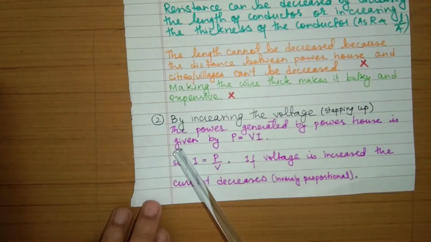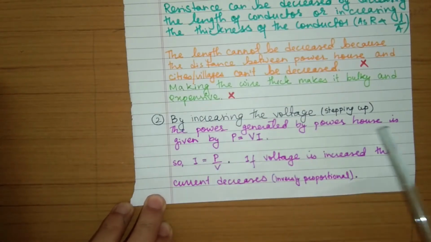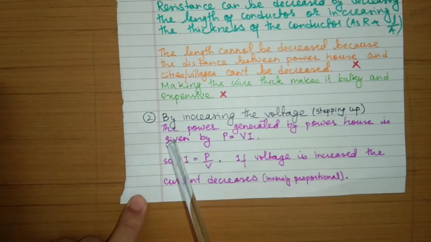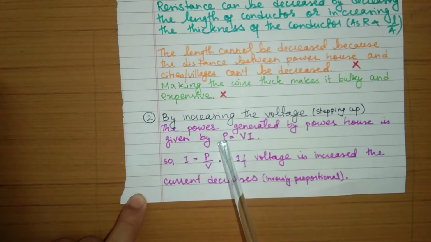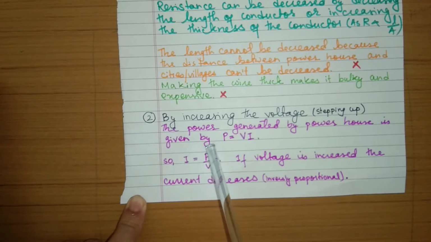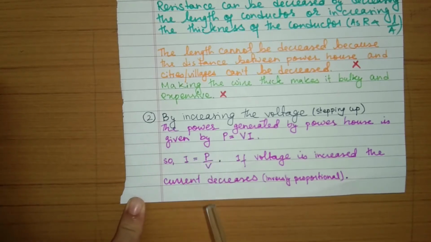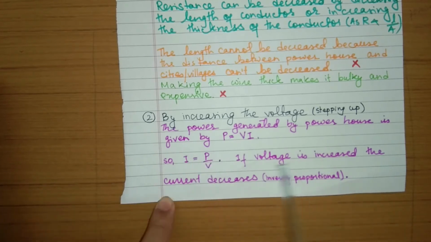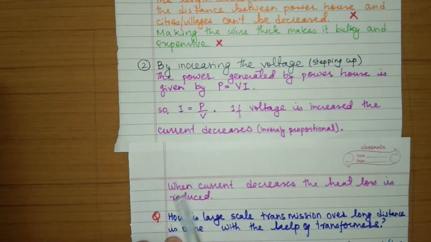Another way is by increasing the voltage, or stepping up the voltage. Let's see how it is done. The power generated by the powerhouse is given by P = VI, so I = P/V. Here the power generated by the powerhouse is fixed, so we can either increase or decrease the voltage. If we increase the voltage, then the current will decrease because they are inversely proportional. When current decreases, the heat loss is also decreased because heat depends on the square of current. So by increasing the voltage using a transformer, we can decrease the current.